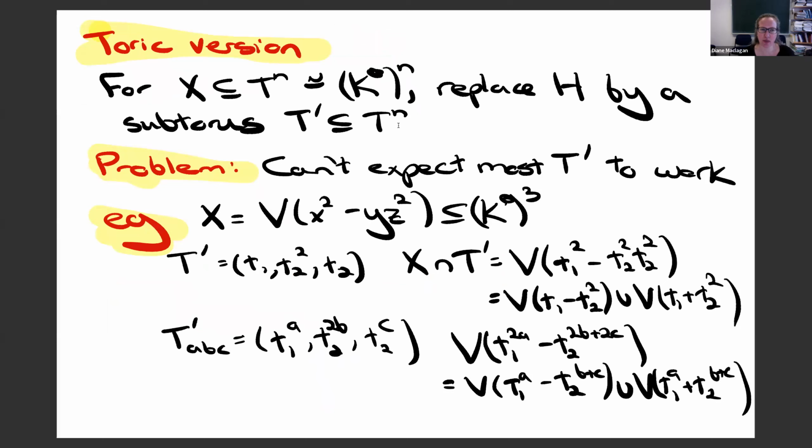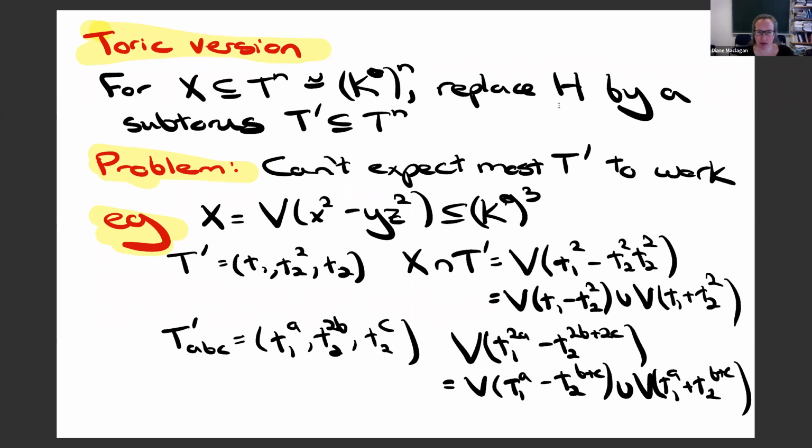Okay, so let's start with the toric one. So we want to start with a subvariety of the torus, and we want to replace H by a subtorus T prime. So my algebraic torus here is K star to the N. So K star being K take away the origin. So that's the algebraic torus, algebraic group. And we're going to look at a subtorus T prime and intersect X with T prime.